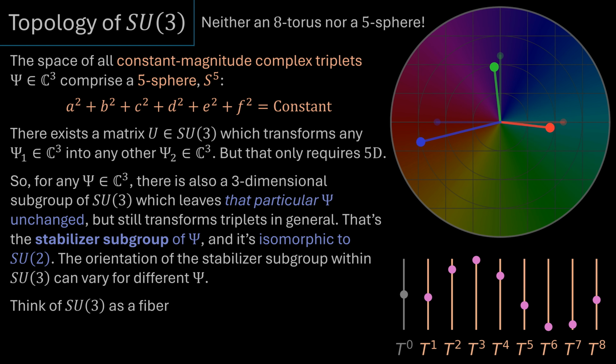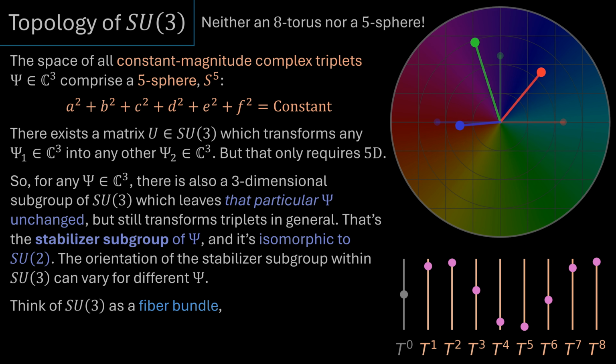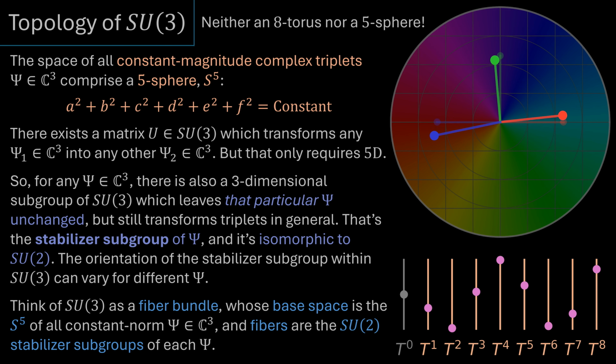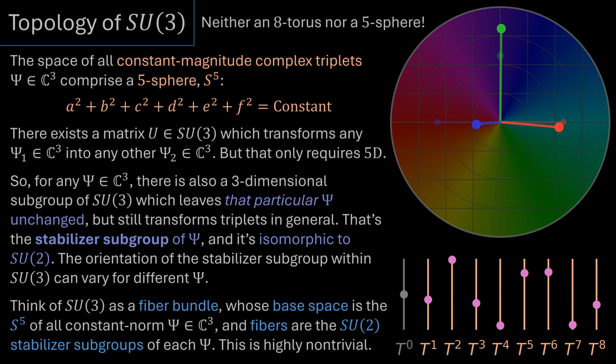And so if you imagine picking 2 random triplets within the 5-sphere, that is the space of all possible constant magnitude triplets, then in general, those 2 triplets are going to have different stabilizer subgroups, that is, different subgroups of SU3 that have no effect on that particular triplet. But then as you move around in the 5-sphere of different triplets, the stabilizer subgroup changes from one triplet to another, and it changes in a way that's topologically non-trivial.